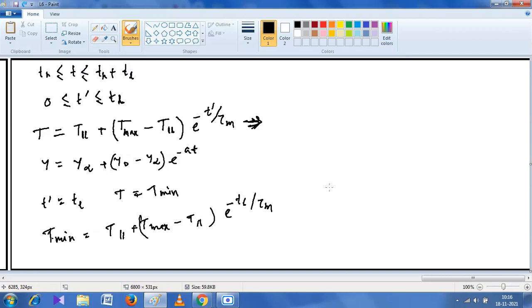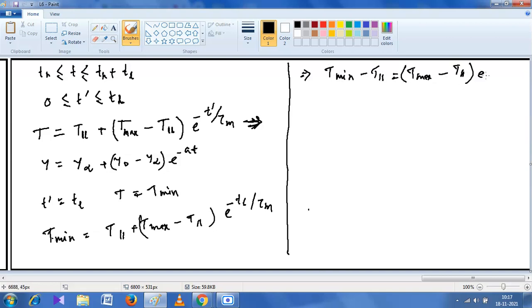Yes sir, take the minimum. Okay sir, we can write like that. Then we have to calculate the value of tau m from that equation, like the previous one. T min minus TLL is equal to T max minus TLL into e to the power minus TL by tau m.